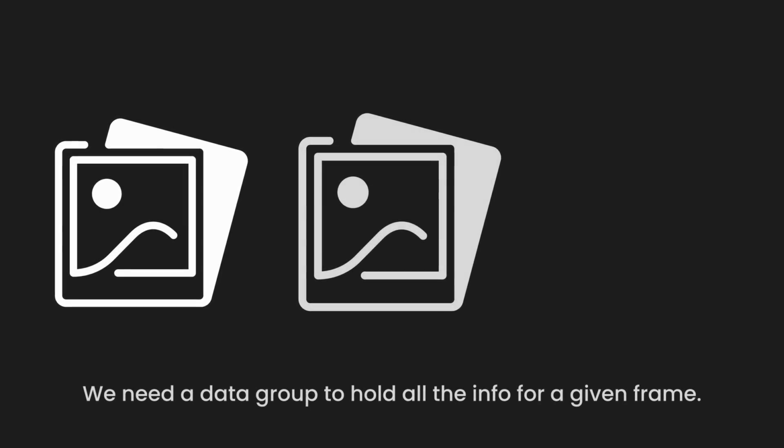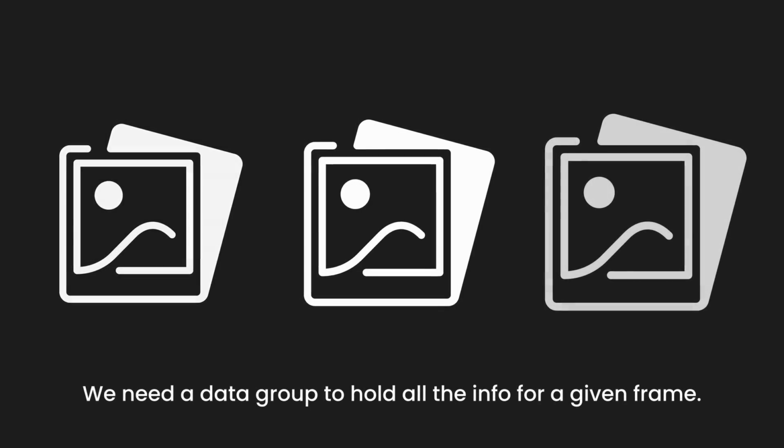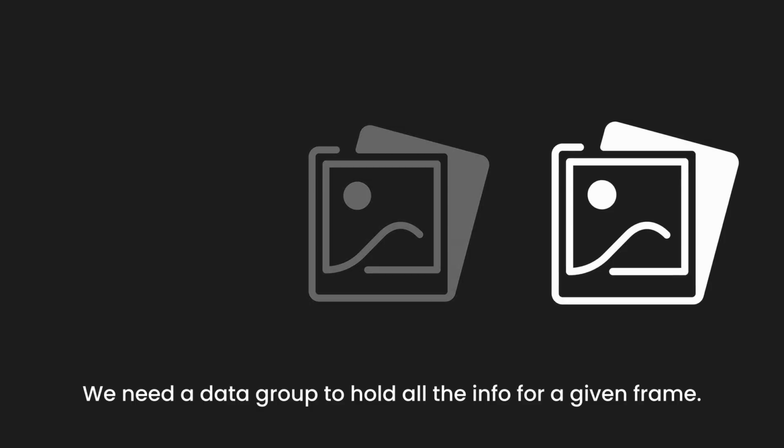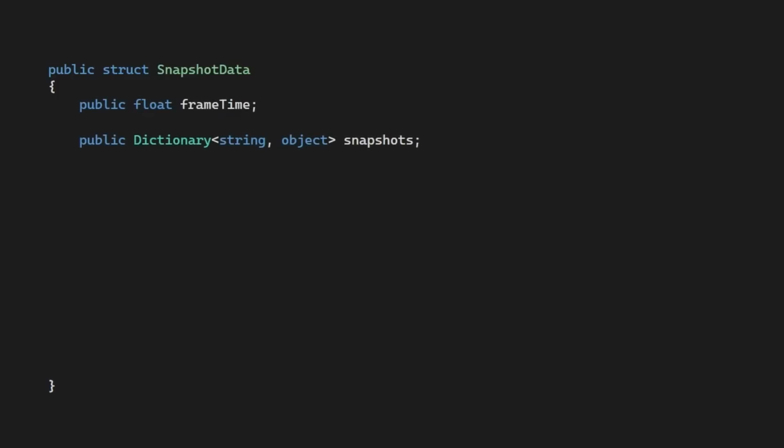Let's tell our system to snapshot our object data every few frames. We'll need to create some kind of container class to hold all of our object snapshots each time we capture them. So let's write a struct that can act as our data group for any specific snapshot. In this struct, we'll have an identifier for the current frame time and create a dictionary of objects that we'll reference via a string ID, as this will enable each snapshot to be more explicit.